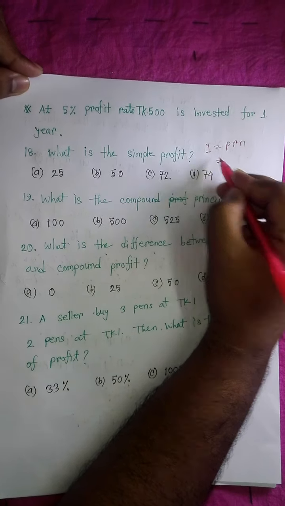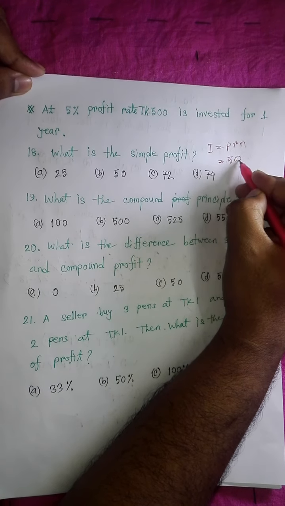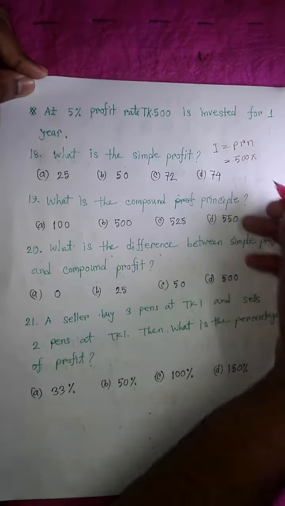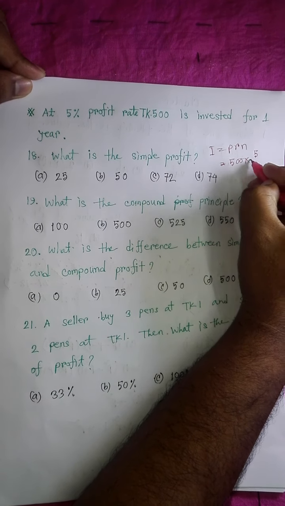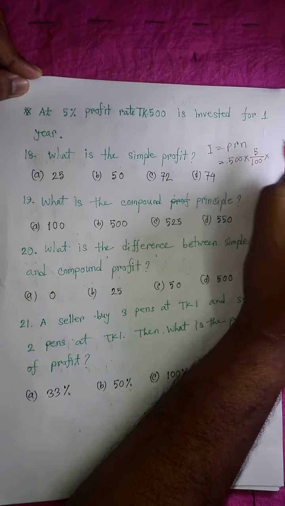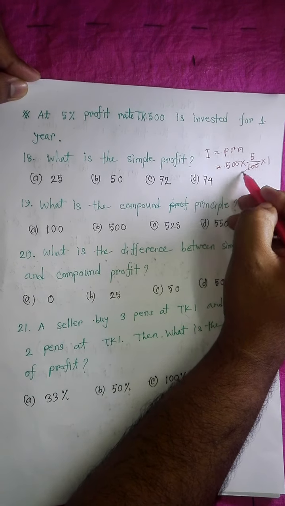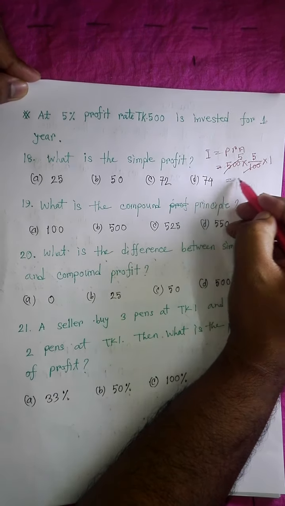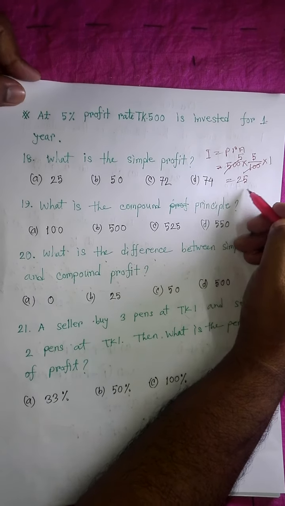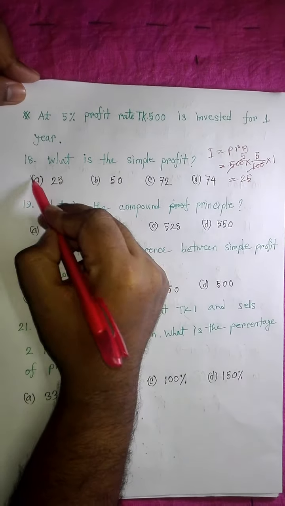The value of P is taka 500. The value of R is 5%. You can write this as 5 by 100, and time is 1 year, so the value of N is 1. Now calculating this, we get 25. So our answer is taka 25.